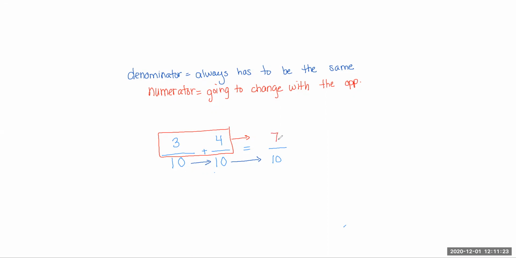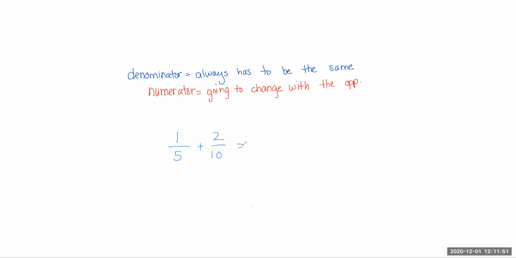Okay, what do I do with my numerator? That is fine, but what if my denominator is not the same? Oh no, my denominator is not the same. Let's try one of those. If I have 1 over 5 plus 2 over 10. Oh no, I can't do that, because the denominators aren't the same.